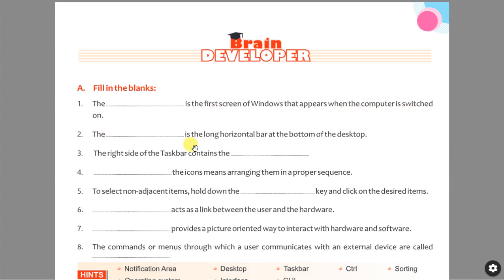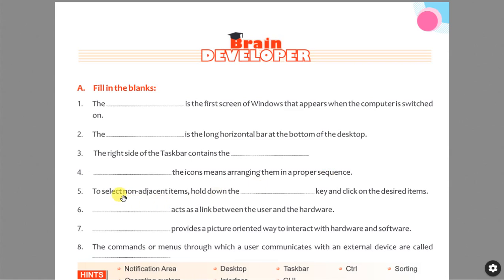Second question, the dash is the long horizontal bar at the bottom of the desktop. Answer is taskbar. The taskbar is the long horizontal bar at the bottom of the desktop. Third question, the right side of the taskbar contains the dash. Answer is notification area. The right side of the taskbar contains the notification area. Dash the icons means arranging them in a proper sequence. Answer is sorting. Sorting the icons means arranging them in a proper sequence.